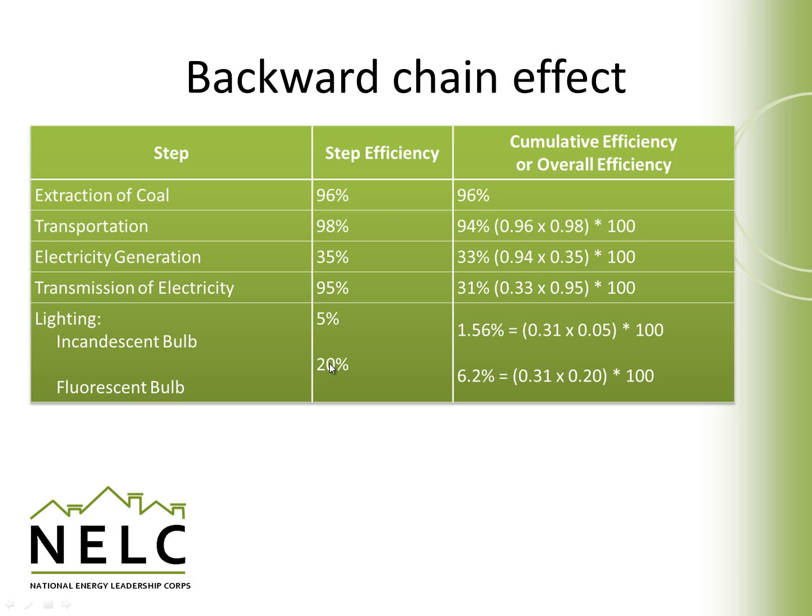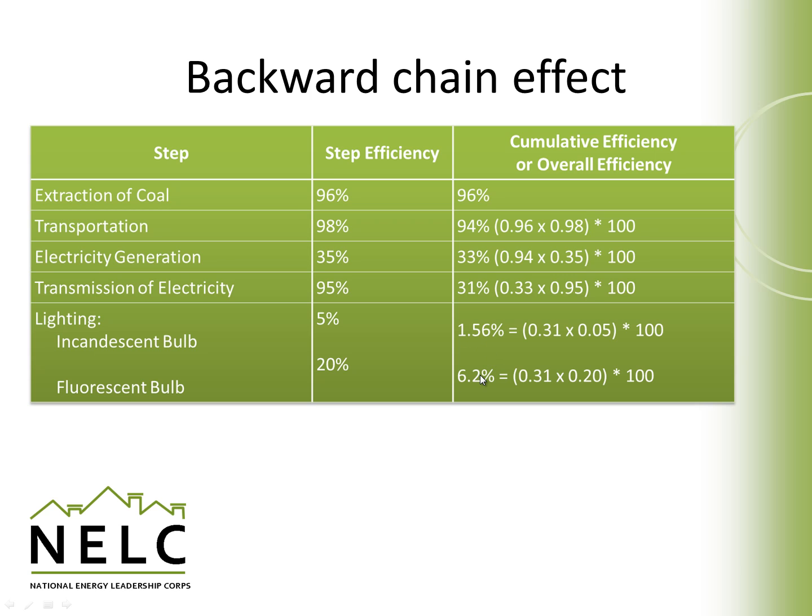The thing we need to keep in mind is that these steps and their respective efficiency levels add up. So we need to actually calculate the cumulative or overall efficiency as we go down the chain. So this 96% starting out is then our starting point for our transportation. This translates into a starting point of 33% for generation, 31%, and so on down the line. And as we get down to an incandescent light bulb, we have an overall cumulative efficiency level of only 1.5%.